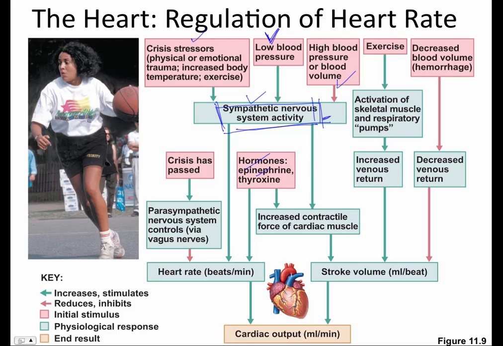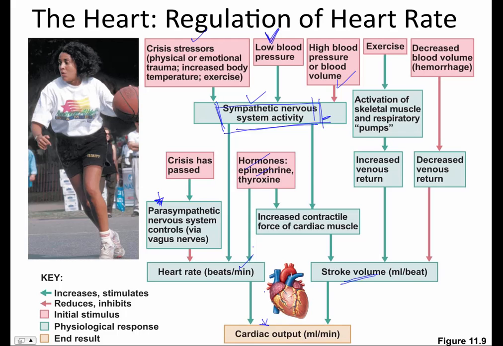Hormones, epinephrine, which we saw in chapter 9, increase your heart rate. And then also your parasympathetic nervous system is actually going to decrease that heart rate. So these are different factors that give rise to changing that cardiac output.